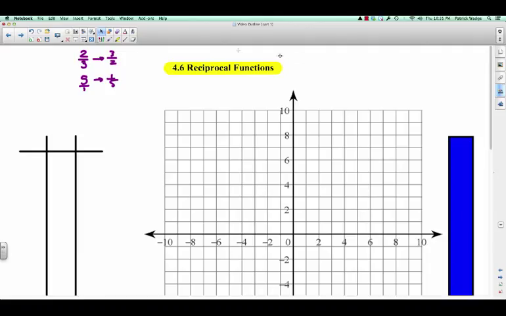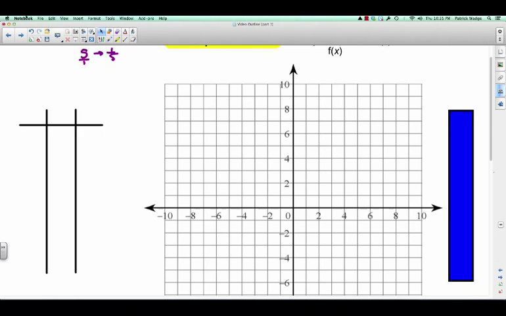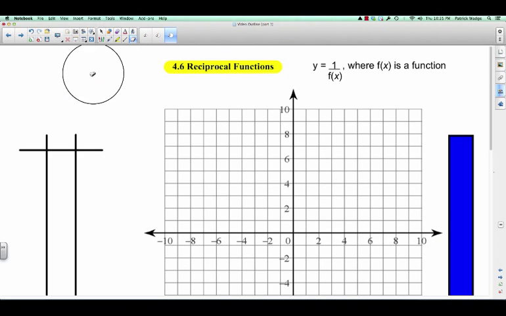So what we're looking at when we look at reciprocal functions is 1 over f of x, where f of x is a function. So basically you're taking the reciprocal of f of x, and what we're going to look at today is how to graph reciprocal functions. Maybe we'll start with the mother function. The mother function for reciprocal functions is y equals 1 over x. That's the simplest reciprocal function we can graph.